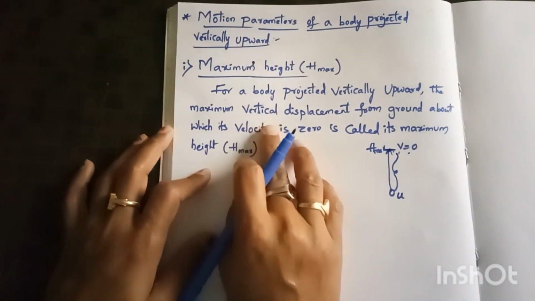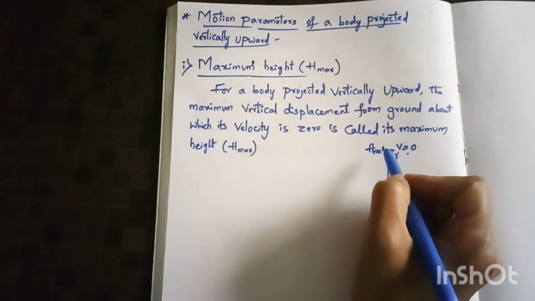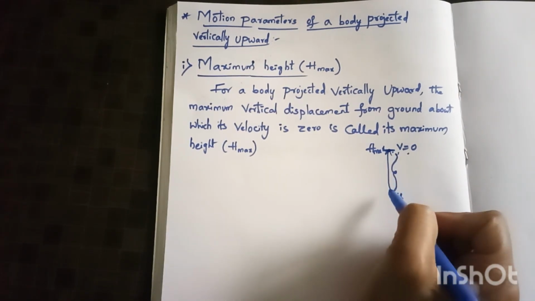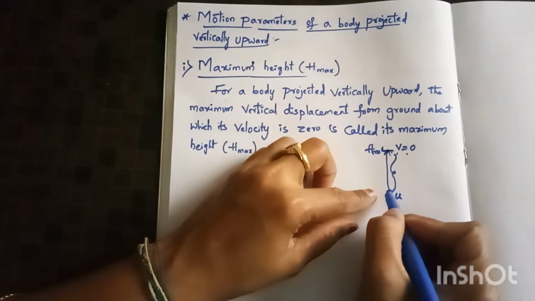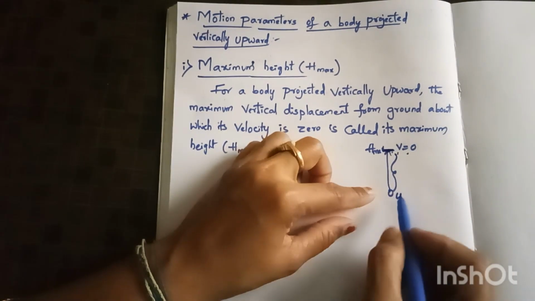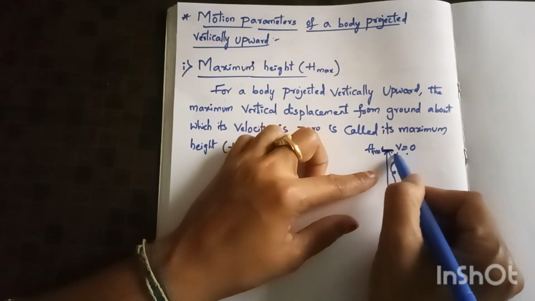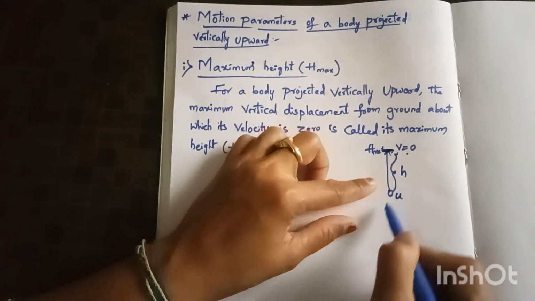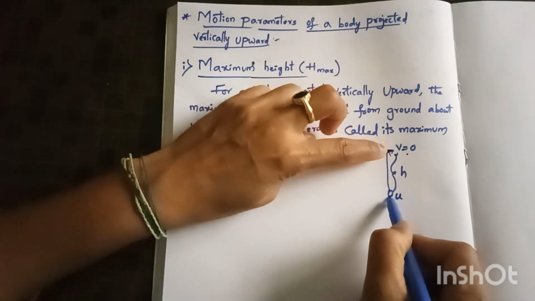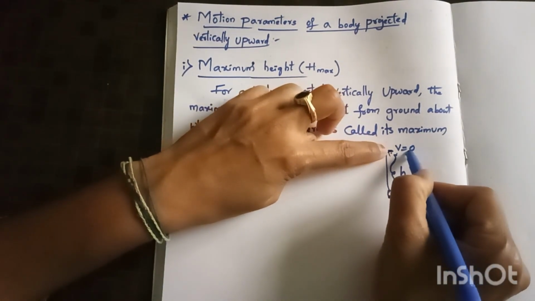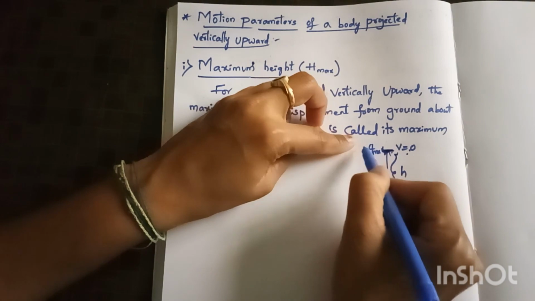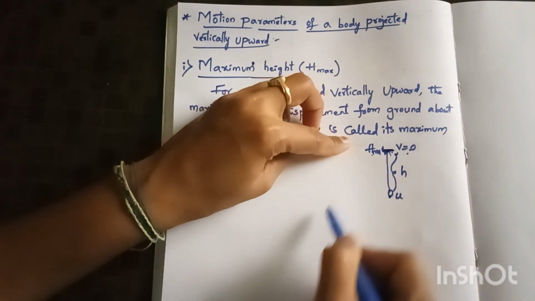So H maximum means the maximum displacement from the ground. Just remember that this becomes the height H. The displacement from the ground to the point where the velocity becomes 0 can be considered as H maximum.